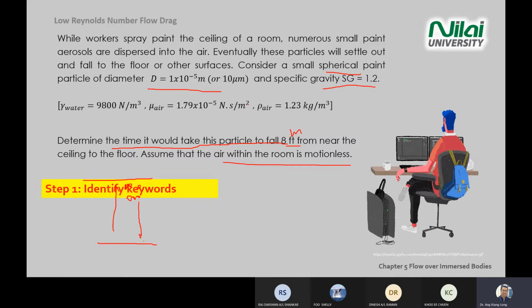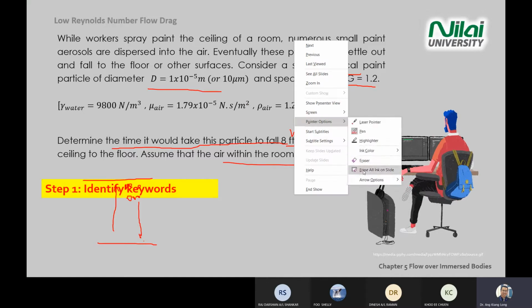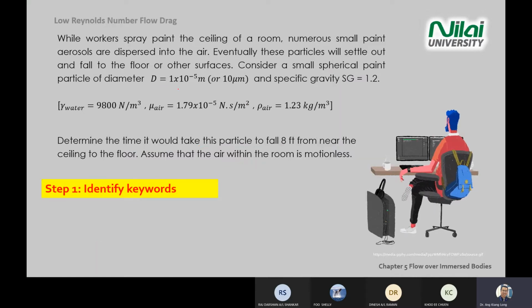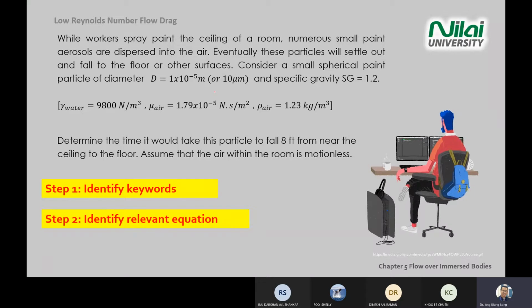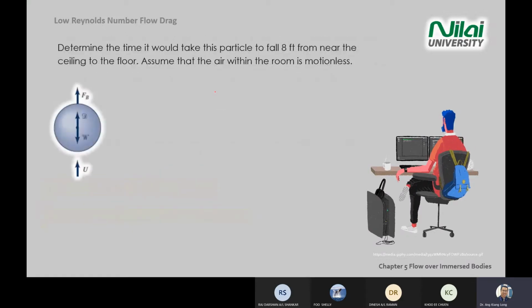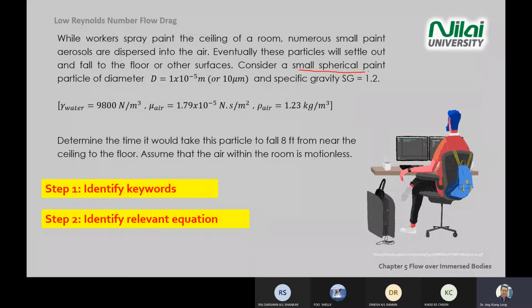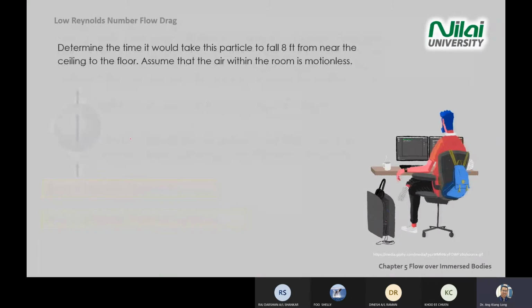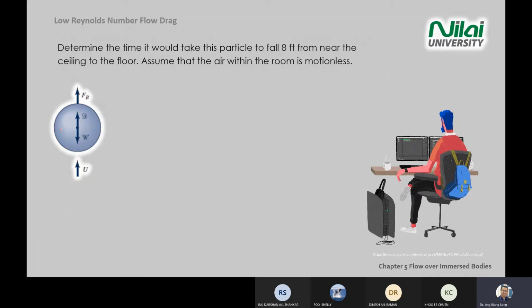Now, okay, let's see how we solve this kind of question. Again, the particle is a round object, which is also my favorite question, right? So step 1, identify keywords. And then identify the relevant equation. So how do we solve it? First, you draw the particle of the paint, because in the question we assume that the paint is a small spherical particle. So you can draw a diagram and then draw a free body diagram.